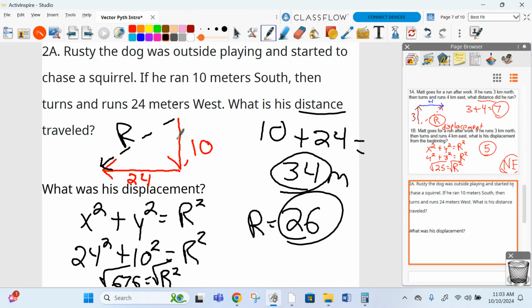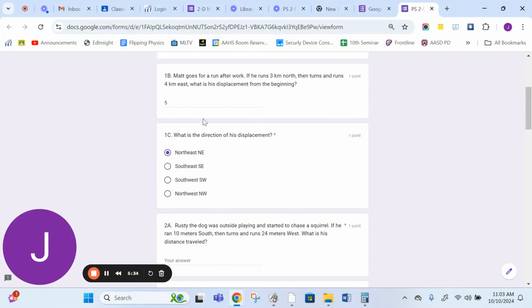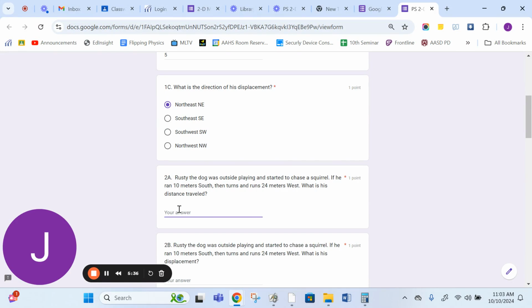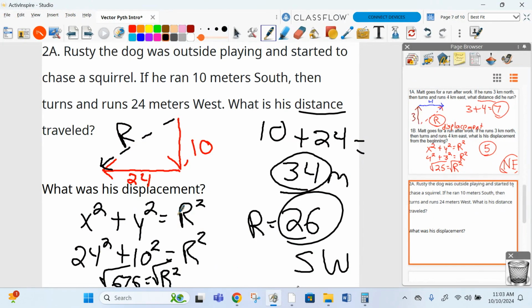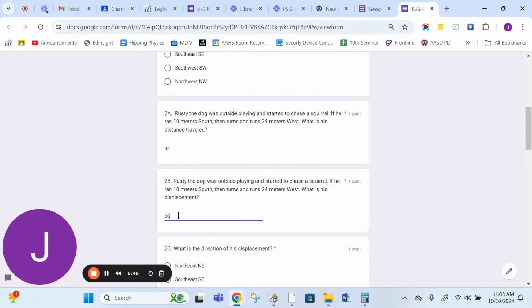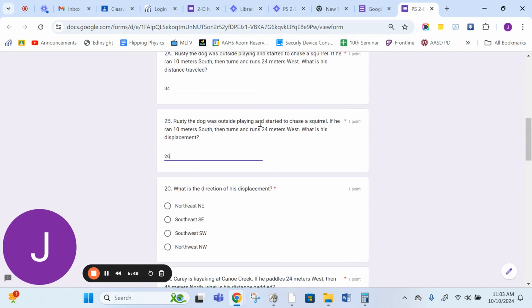Now the direction here, if I go south, I go west, I go southwest. So again, for the form, distance is adding. 10 plus 24 is 34. Displacement is using the Pythagorean theorem, which my answer was 26. And I'm combining south and west together, and that's giving me southwest. And that's all there is to this. We just have to draw our triangle and use the Pythagorean theorem with displacement.